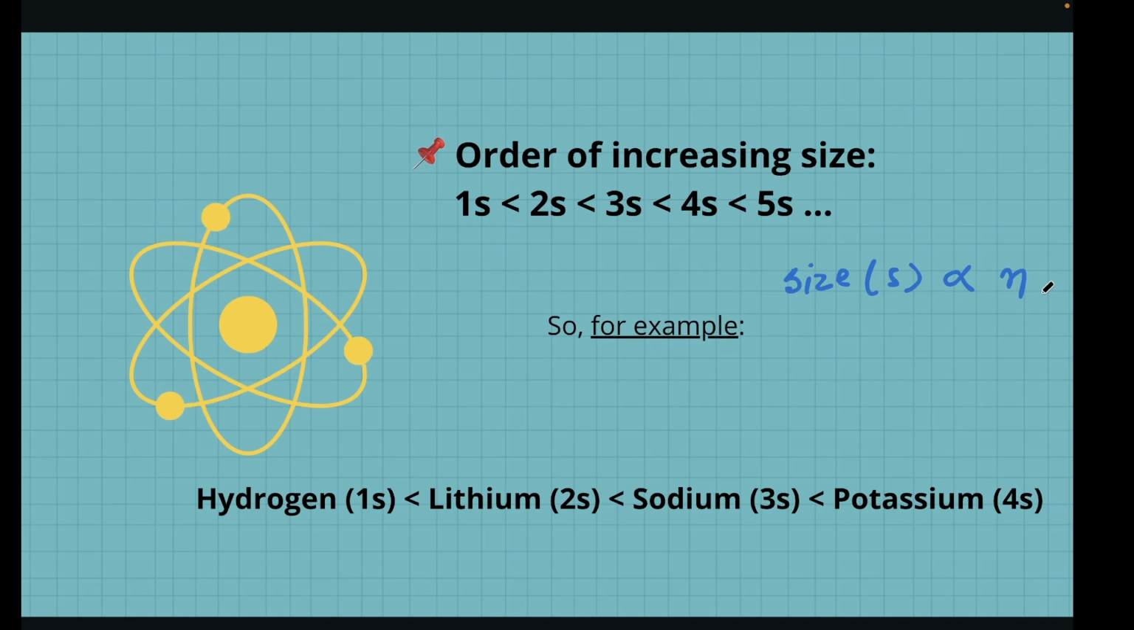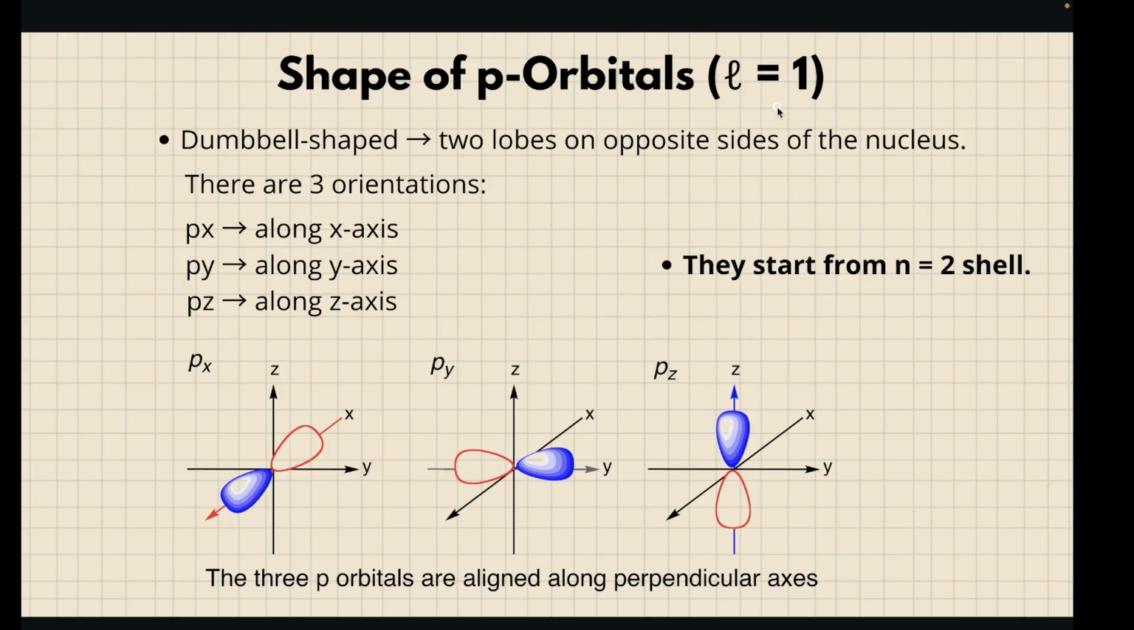Moving to the next, the p orbital. For this, the value of l will be 1. It is dumbbell in shape, that is, two lobes on opposite sides of the nucleus. And there are three orientations, px, py, and pz. px is along the x-axis, py is along the y-axis, and pz is along the z-axis. And p orbitals start from the second shell.